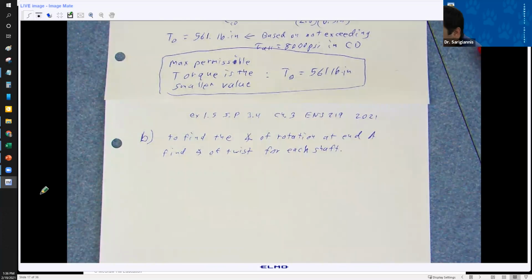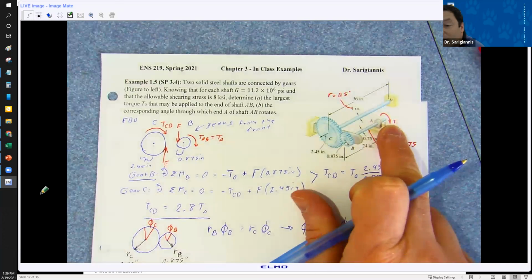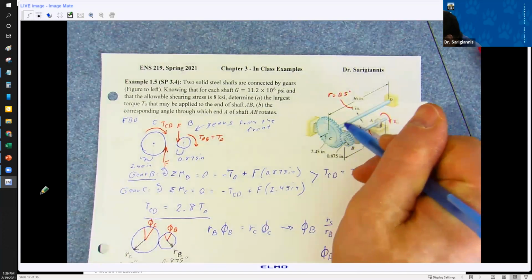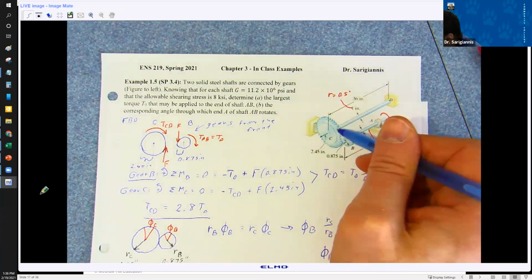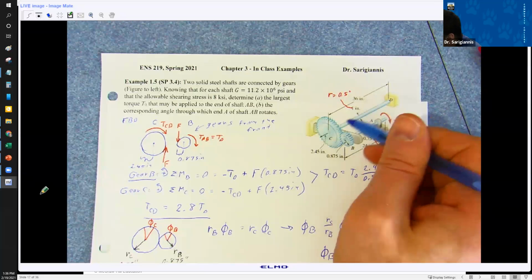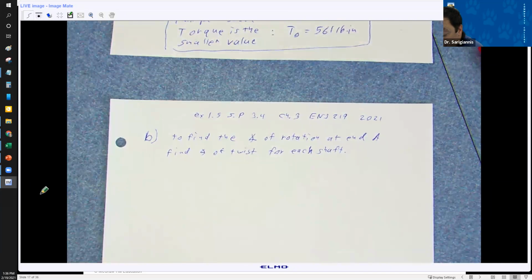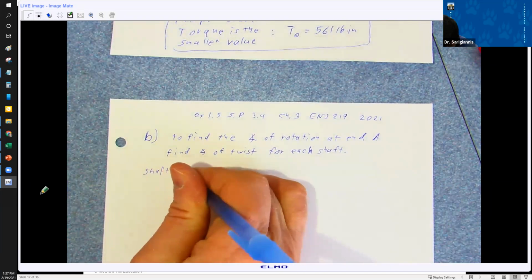So you're going to apply a torque. And that torque is going to be transmitted through both of these shafts. And this is stationary. So this shaft is going to twist, and this shaft is going to twist a certain amount. And one of these is limiting it. It's not clear which. So let's look at each shaft. So shaft AB.